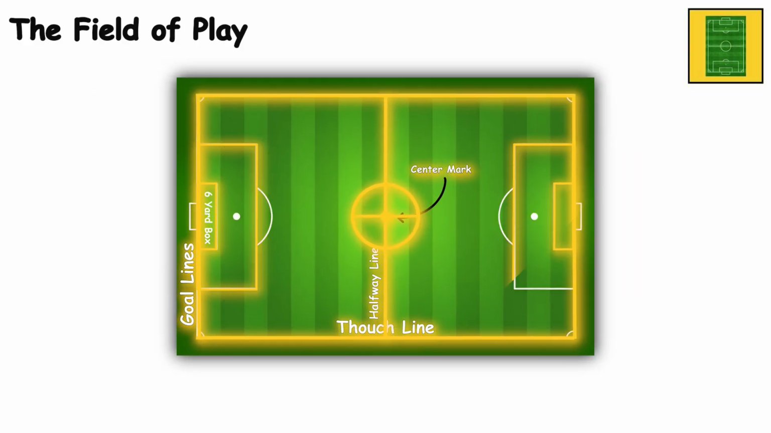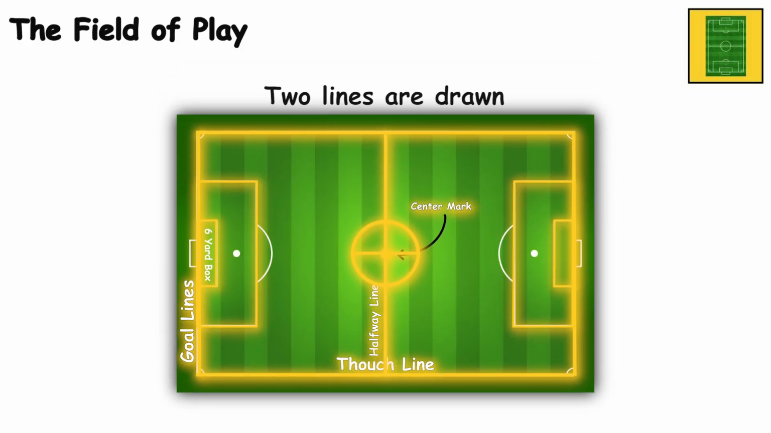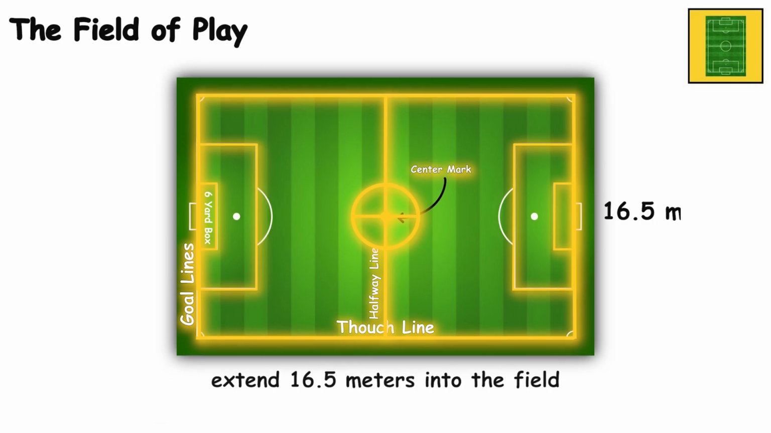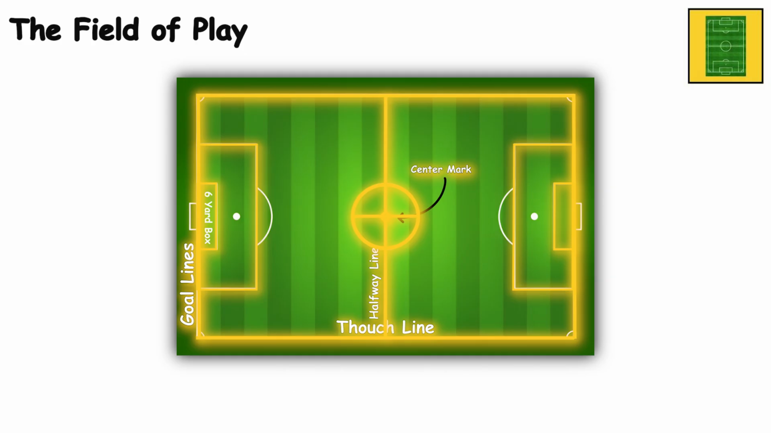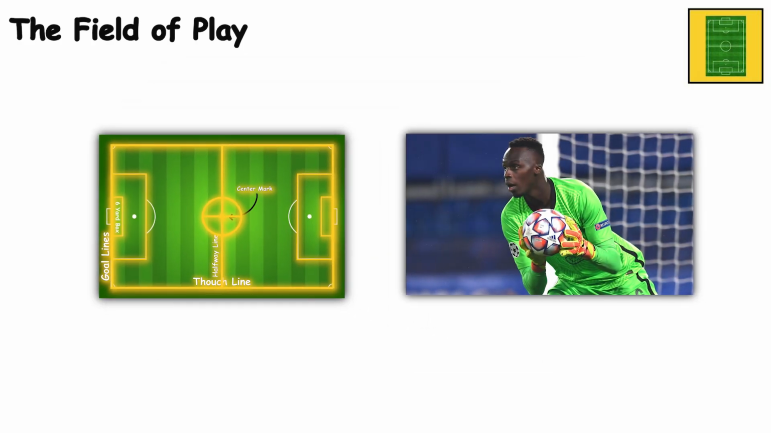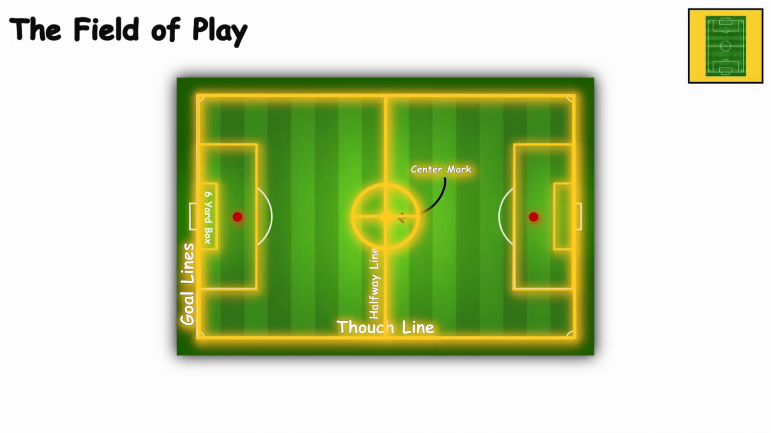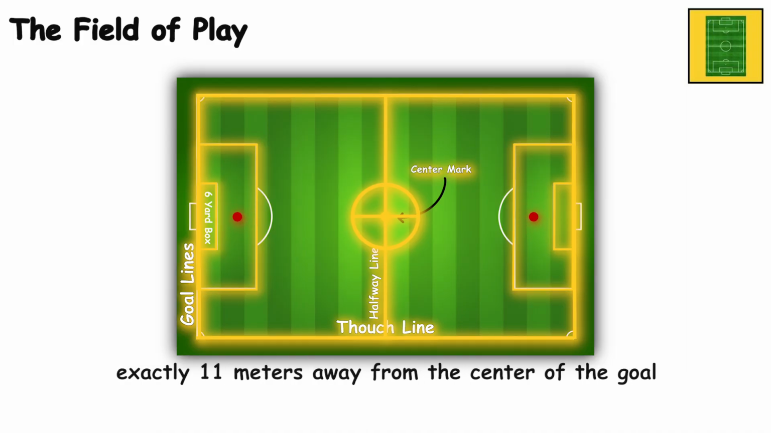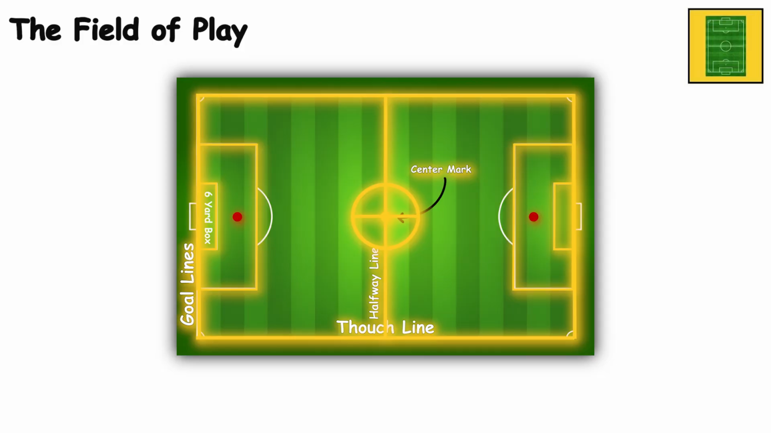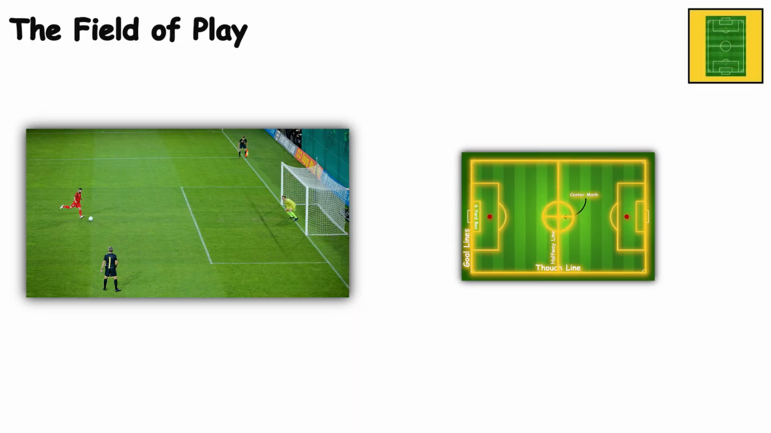Beyond that, there's the penalty area, which is larger. Two lines are drawn 16.5 meters from each goalpost and extend 16.5 meters into the field before being joined by a line. This is where the goalkeeper is allowed to handle the ball and where penalties are awarded for fouls. Inside this box, there's a penalty spot exactly 11 meters away from the center of the goal. Around that spot, a small arc is drawn, again with a radius of 9.15 meters. This arc shows how far players must stand back during a penalty kick.